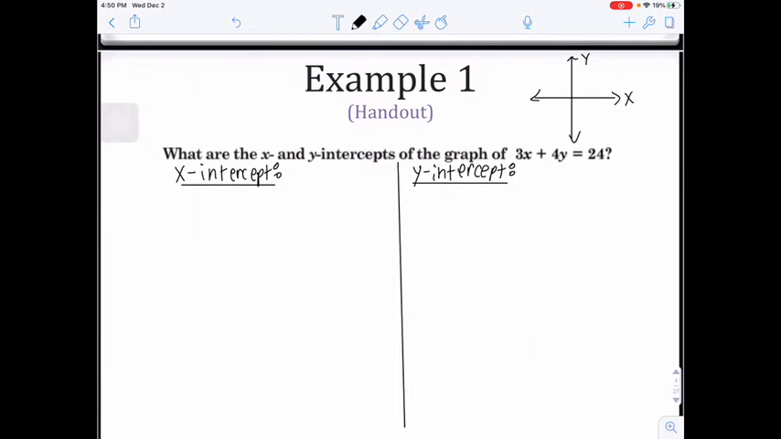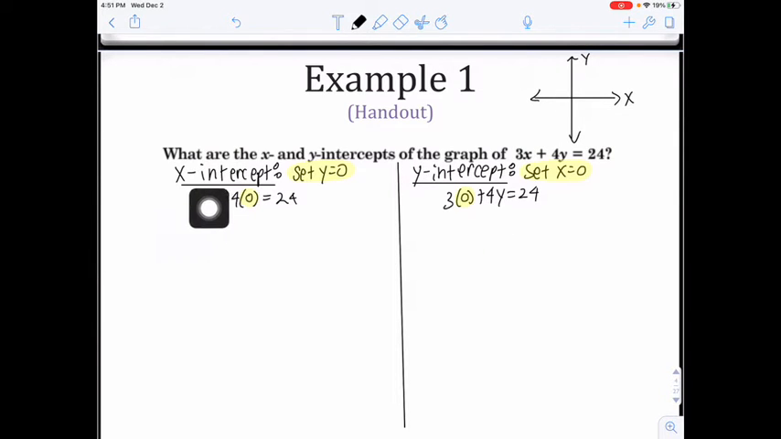So example 1 says, what are the x and y intercepts of the graph of 3x plus 4y equals 24? Just as a reminder, when we've talked about y-intercepts, that is when you cross the y-axis. In order to cross the y-axis, your x has to be 0, so that you're right here in the middle on the y-axis. Same idea goes for the x-intercept. In order to cross the x-axis and be an x-intercept, your y would have to be 0. So that is what we use to find our x and y-intercepts.